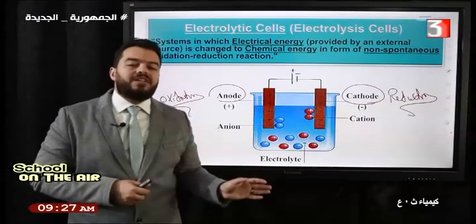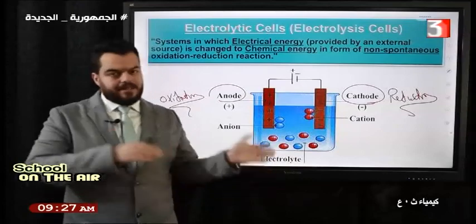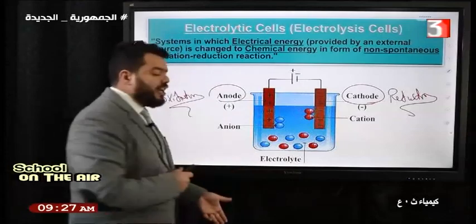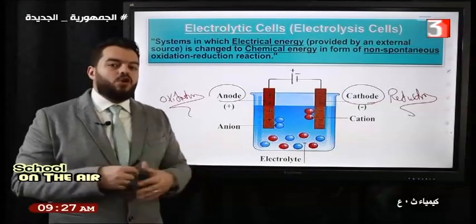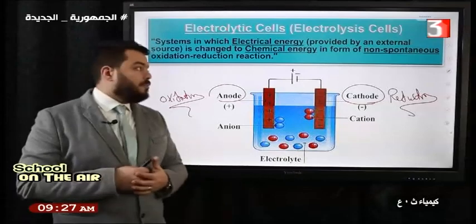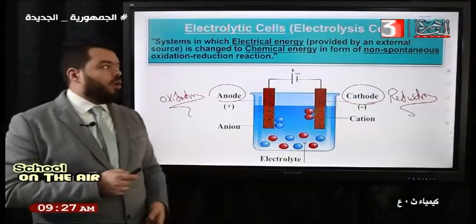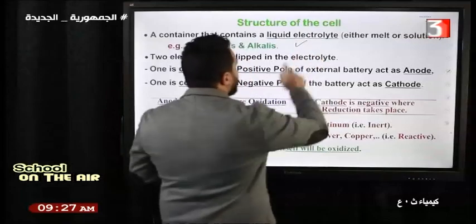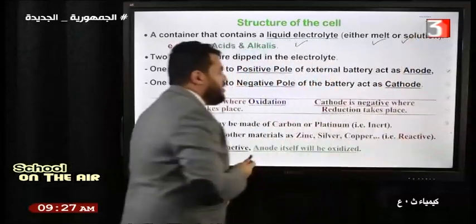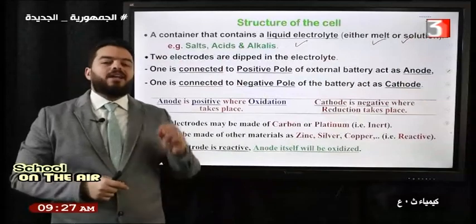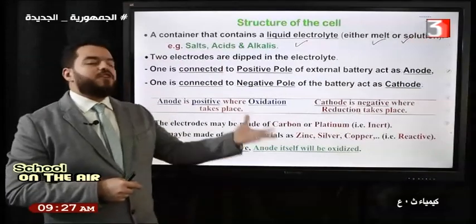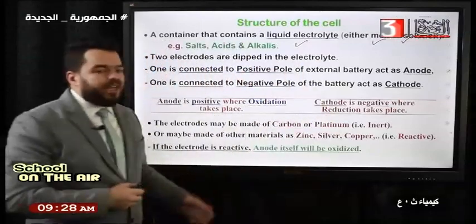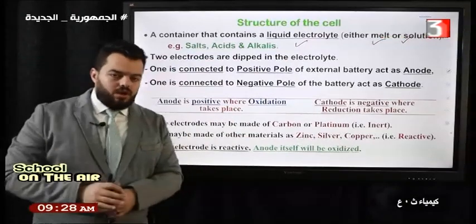So the reduction and oxidation, the redox reaction here, is done by your control. It's a non-spontaneous redox reaction, opposite to the galvanic cell which we have studied before, where the redox reaction is done by itself, as a spontaneous redox reaction. The structure of the electrolytic cell must contain a liquid electrolyte, either melt or solution. A solid electrolyte cannot conduct electricity because the transfer of positive and negative ions can only happen in a liquid electrolyte. So we can call it a liquid conductor of electricity.